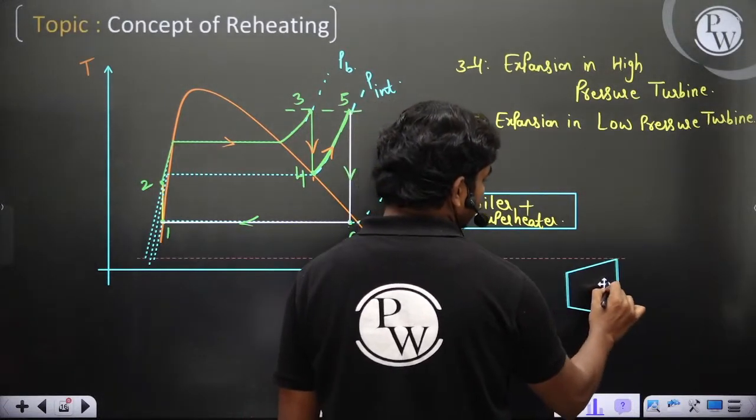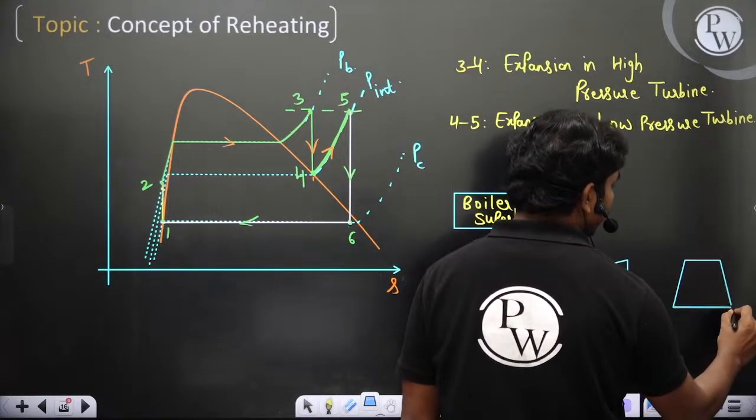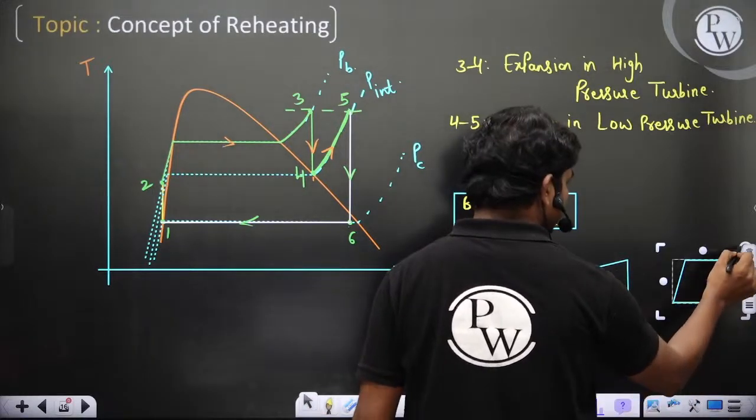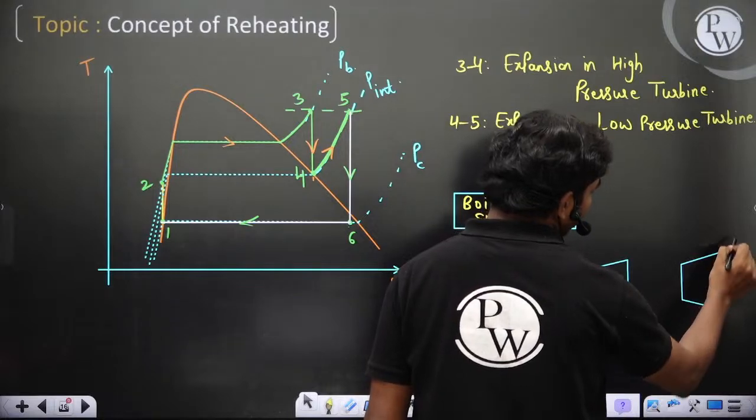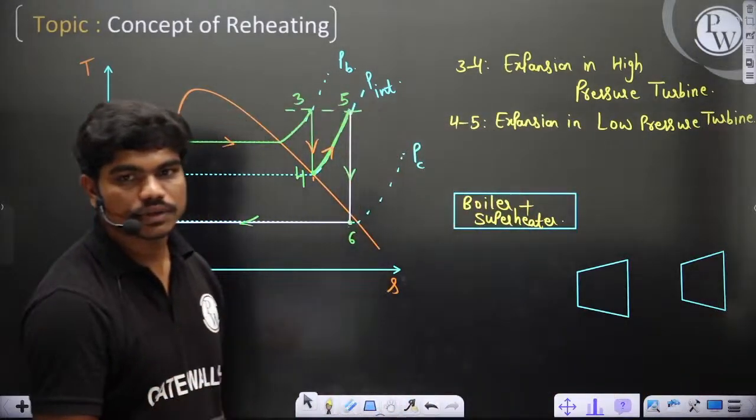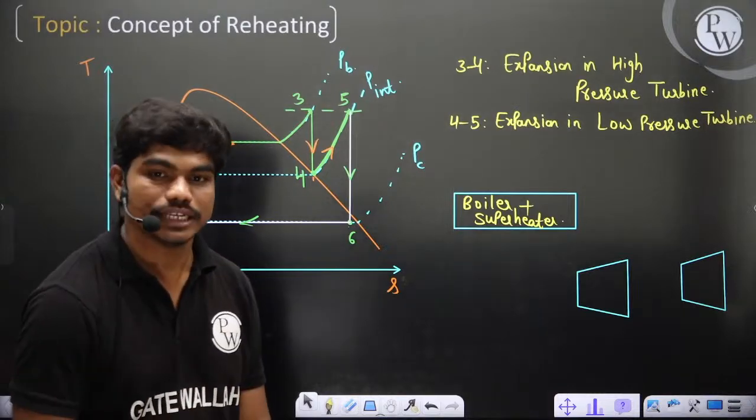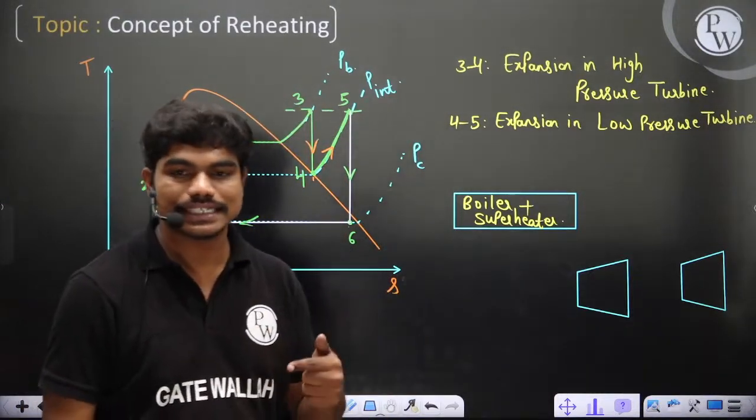One is the high pressure turbine, and the second one is the low pressure turbine. Clear? How do you decide which is low pressure and which is high pressure? It definitely depends on their operating ranges. Since clearly 0.6 has to be inside the dome, I'll tell you why in a minute, and the dryness fraction will increase.